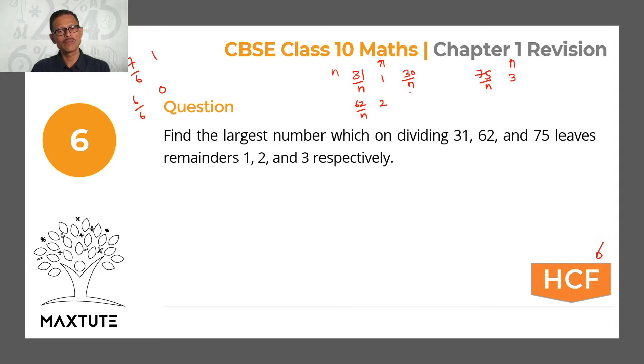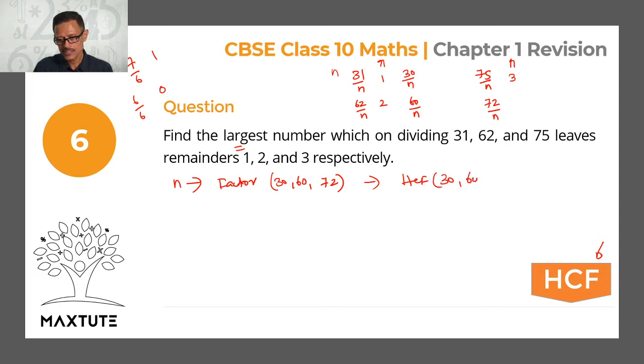31 minus 1 is divisible by n. 62 when it was divided by n, we got a remainder which is equal to 2. So if I subtract 2 from it, that value 60 should be divisible by n. Extending the logic here, 75 when divided by n left a remainder of 3. So if I remove this remainder 3 from 75, 72 is a number that should be divisible by n. So n divides 30, n divides 60, n divides 72, which means n is a factor of all of these numbers. It's a factor of 30, a factor of 60, and a factor of 72. The question is asking us to find the largest such number, which means that the n we are trying to find is the HCF of these three numbers, 30, 60, and 72.